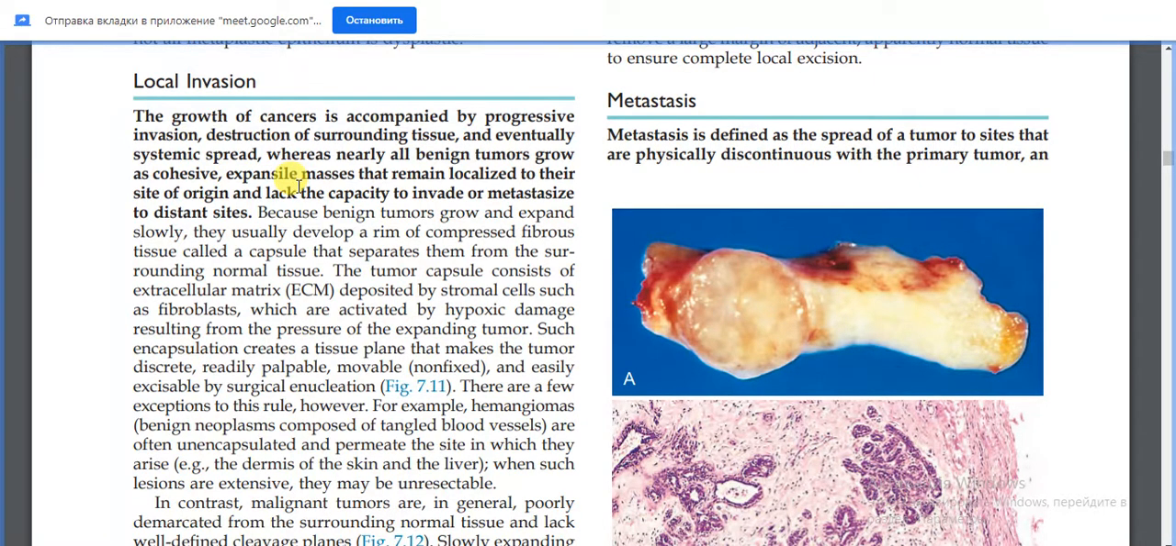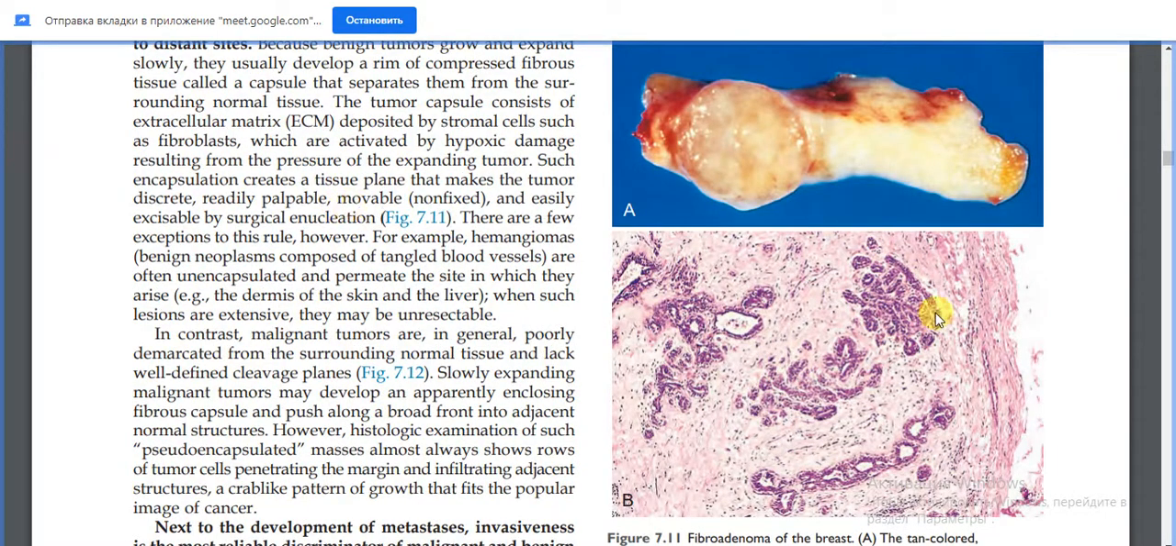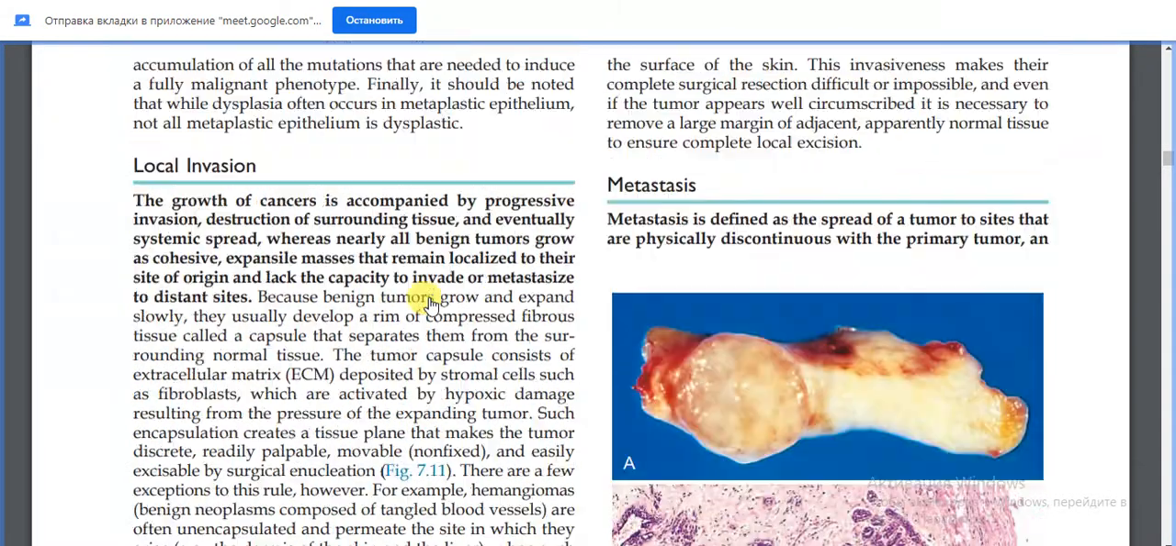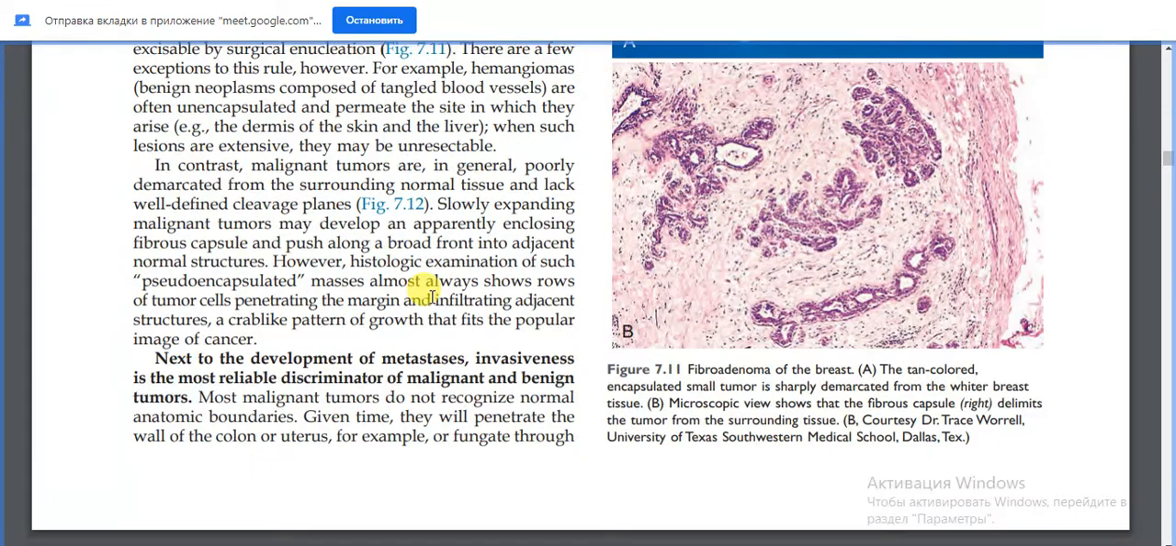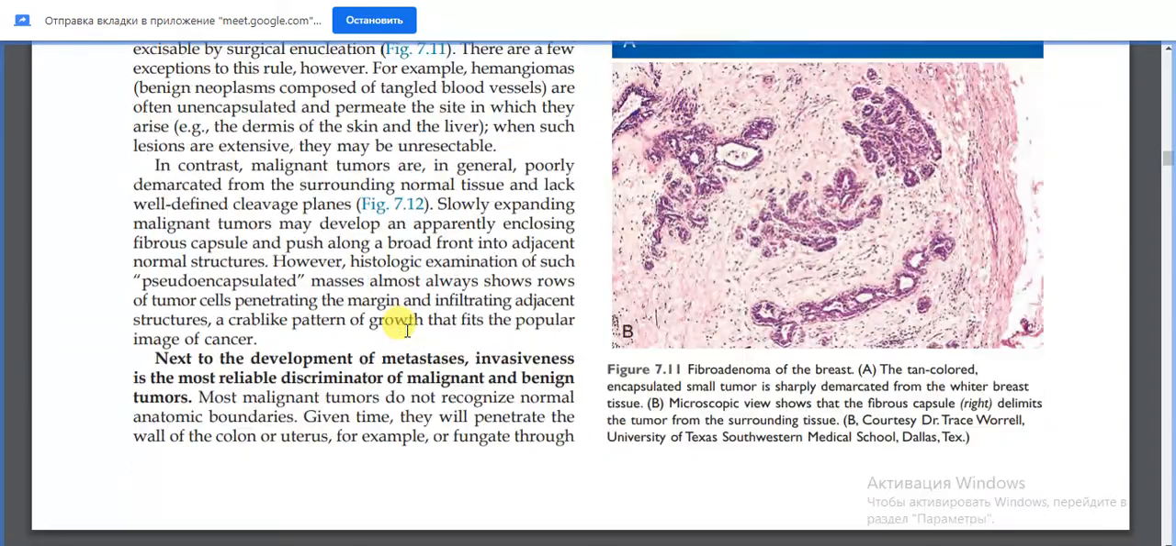Local invasion is present only in the underlying tissue. If we talk about epithelial cells, local invasion happens under the basement membrane. So take a look. It's metastasis. Okay, in practical class I'll show you the local invasion. But I think you already understand it.